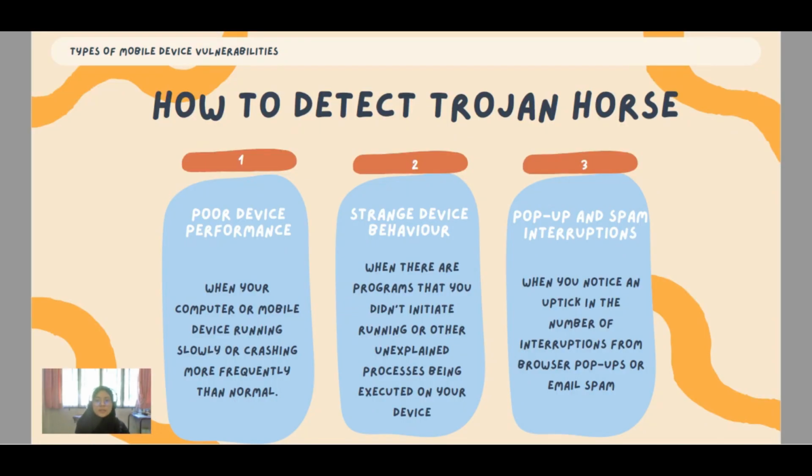So how to detect a Trojan horse? We have three. First, poor device performance. When your computer or mobile device is running slowly or crashing more frequently than normal. Second, strange device behavior. When there are programs that you didn't initiate running or other unexplained processes being executed on your device. For the third, pop-up and spam interruptions. When you notice an uptick in the number of interruptions from browser pop-ups or email spam.